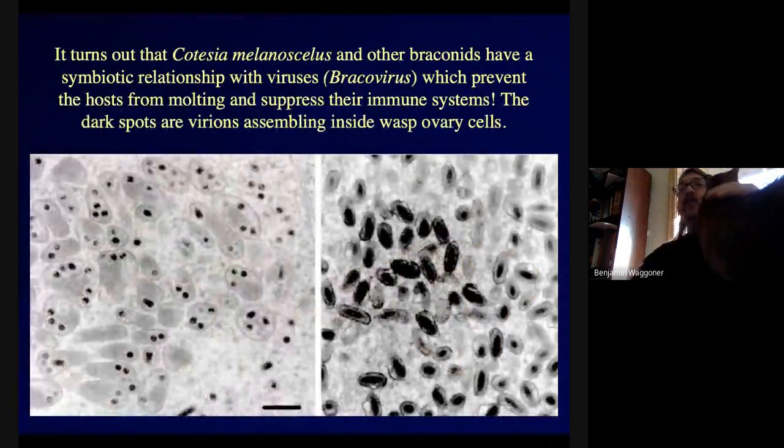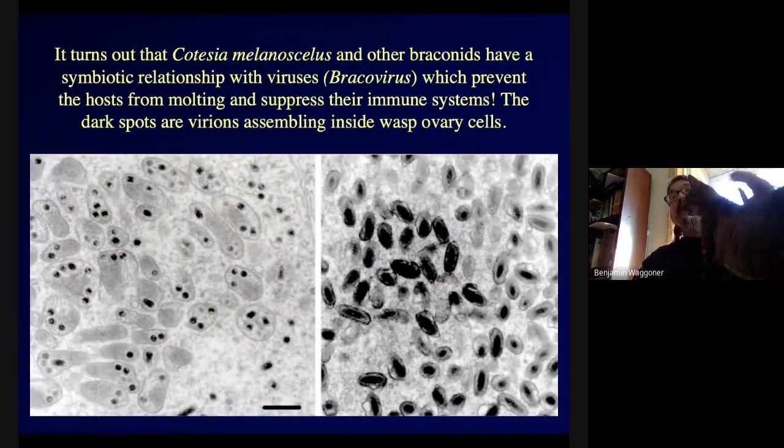This is where things get weird. Cotesia melanoscela and other wasps in the family Braconidae have this relationship with viruses. In the virus genus Bracovirus, when Cotesia lays its eggs, it also introduces Bracovirus, and Bracovirus prevents the host from molting, so it doesn't let them develop into adults. And it also suppresses the host immune system. So Cotesia deliberately infects its host with a virus that keeps the host from rejecting the parasite.